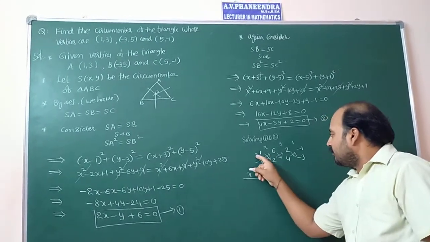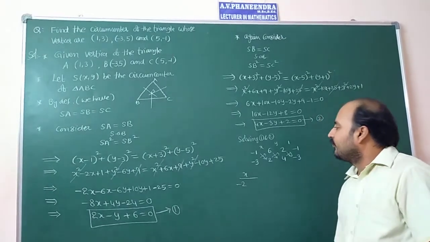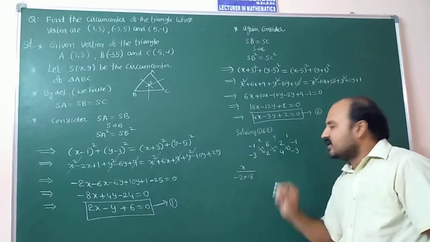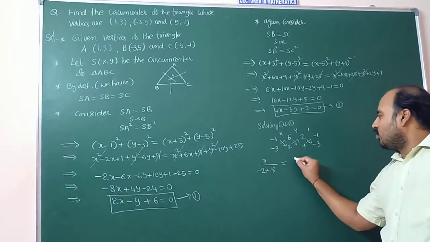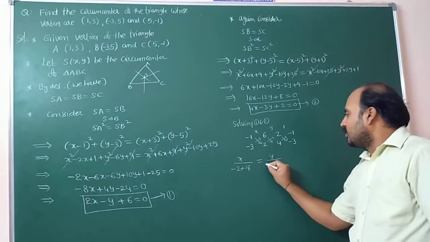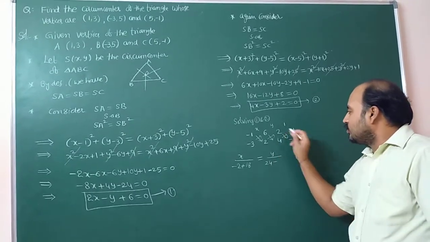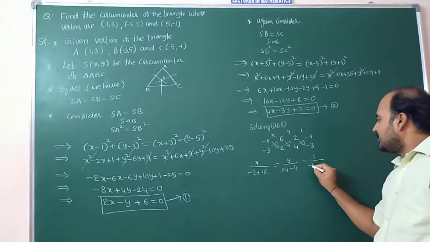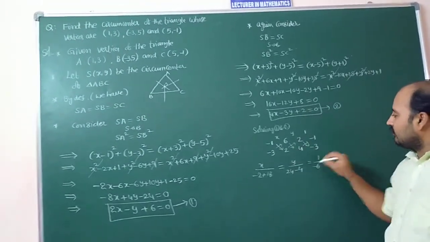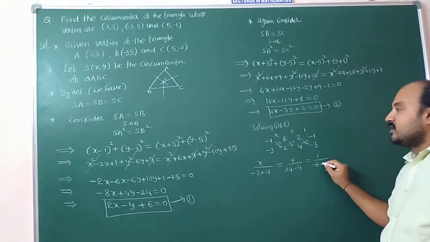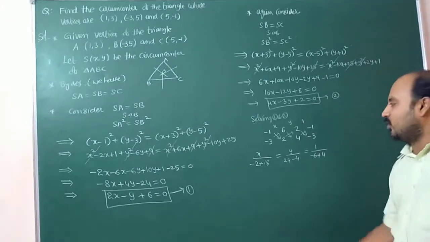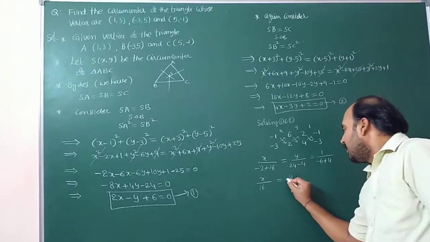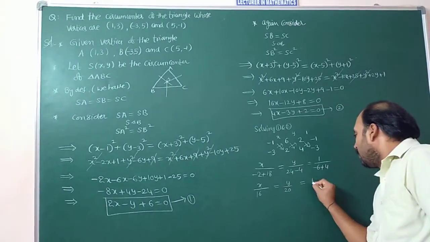x divided by minus 1 into 2 minus 2 into minus 3, that is minus 2 plus 6, which is 4... x divided by (minus 1 into 2 minus minus 3 into 6) minus 18, minus of minus plus, which is equal to y divided by 6 into 4, 24, minus 2 into 2, 4, equal to 1 divided by 2 into minus 3 minus 6, minus 4 into minus 1, minus 4, that means minus of minus 4, plus 4. x divided by 16, y divided by 20 is equal to 1 by minus 2.